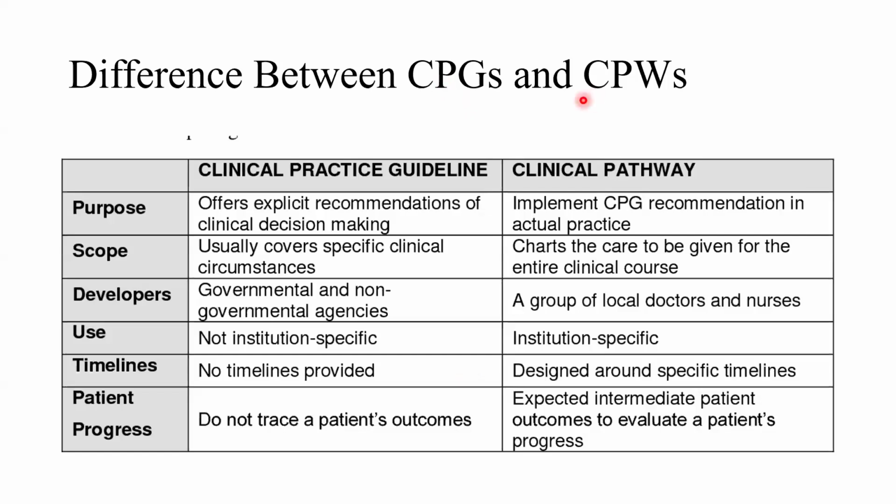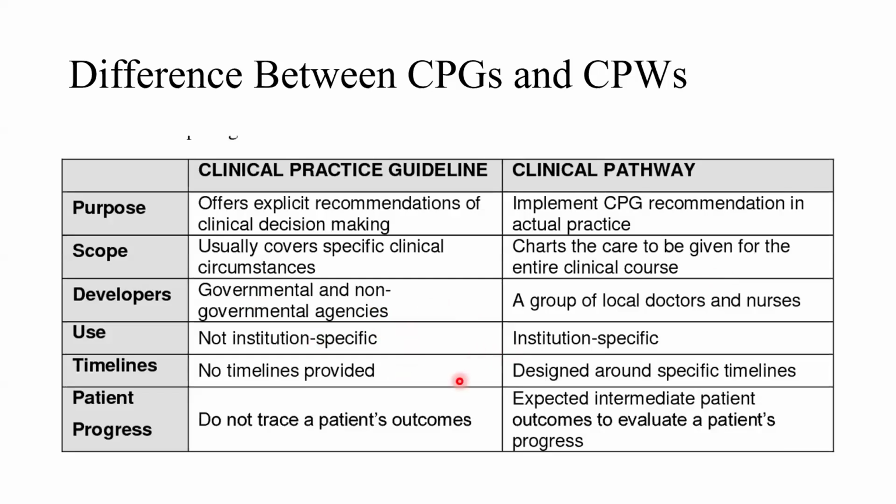Pathways and practice guidelines: the differences are that the clinical practice guideline offers explicit recommendations for clinical decision making, while the pathway implements the actual practice guideline. On scope, practice guidelines usually cover specific clinical circumstances, while the pathway charts the care given for the entirety of the clinical course. The developers of practice guidelines tend to be government, associations, and non-governmental agencies, while pathways are usually developed by a group of local doctors and nurses or healthcare workers coming together. Practice guidelines are non-institutional, while pathways tend to be institutional-based.